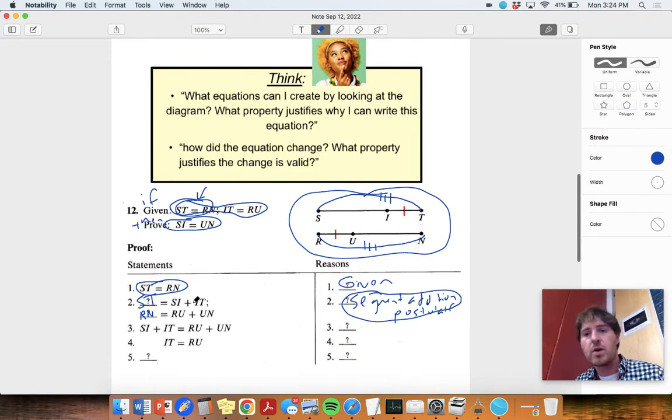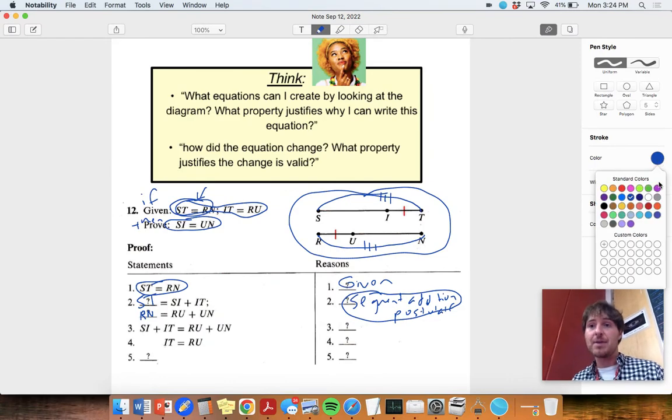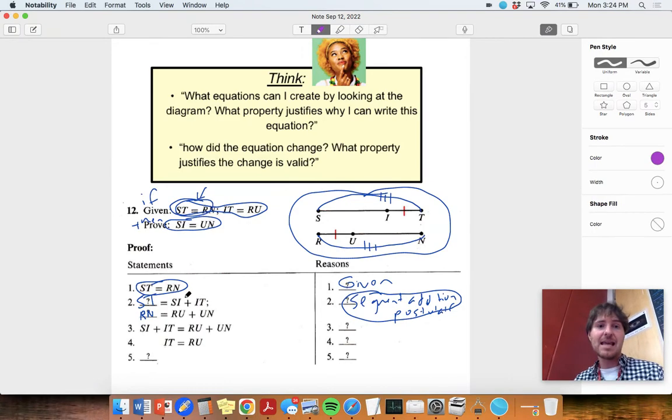All right, so now I'm working through my chain of logic. How can I work through this equation to help me write equation number 3? How did my equation change? Well, I have SI and IT right there. Very good. I have RU and I have UN right there. Very good. It's coming together into one equation. So there's only one thing that must be happening: I'm taking SI plus IT, and what else do I know about it? Well, it equals ST, and ST is up here.